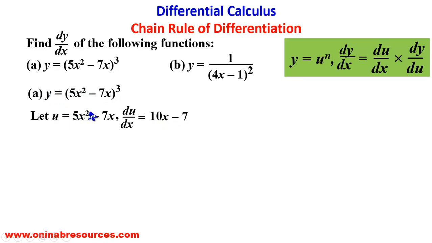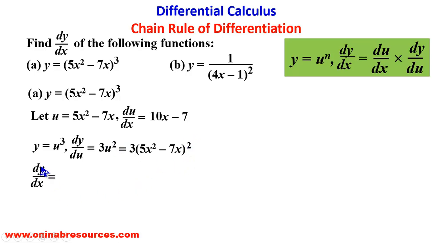Since u is equal to 5x squared minus 7x, if you put u here, we are going to have y equal to u raised to power 3. We then go ahead to find dy/du, so that dy/du is 3 times u raised to power 2. We have reduced the power of u by 1. Since we are going to be having our derivative as a function of x, we are going to bring back our u here, so that we now have 3 open bracket 5x squared minus 7x close the bracket, then raised to power 2.